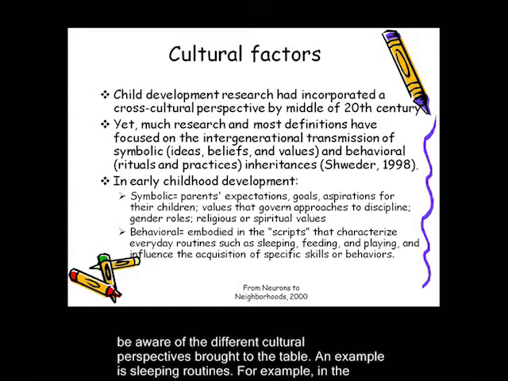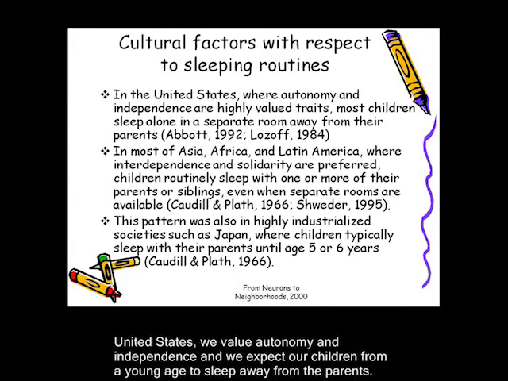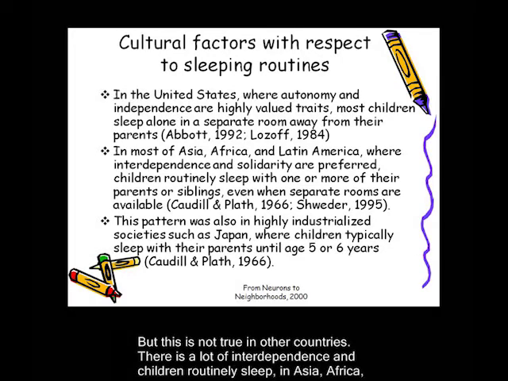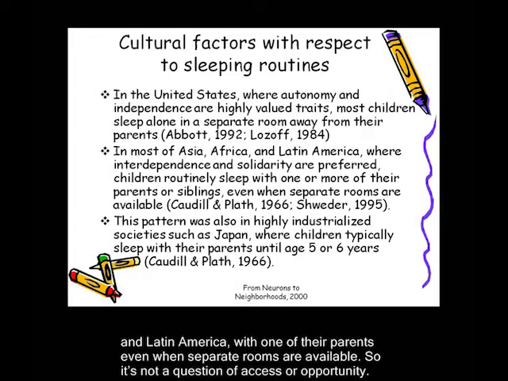An example is sleeping routines. In the United States, we value autonomy and independence, and we expect our children from a young age to sleep away from the parents. But this is not true in other countries. There is a lot of interdependence, and children routinely sleep in Asia, Africa, and Latin America with one of their parents, even when separate rooms are available. So it's not a question of access or opportunity.